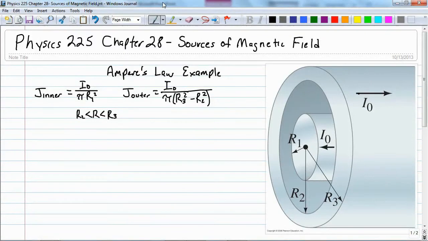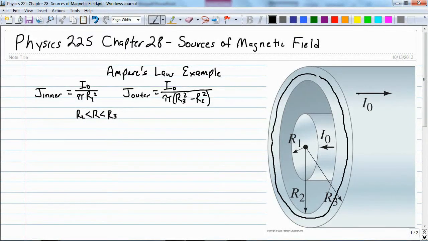We're now ready to look at the field inside the outer conductor. So this is going to be the path inside here. And we're going to make it also a function of capital R. So let's write up our formula for Ampere's law.